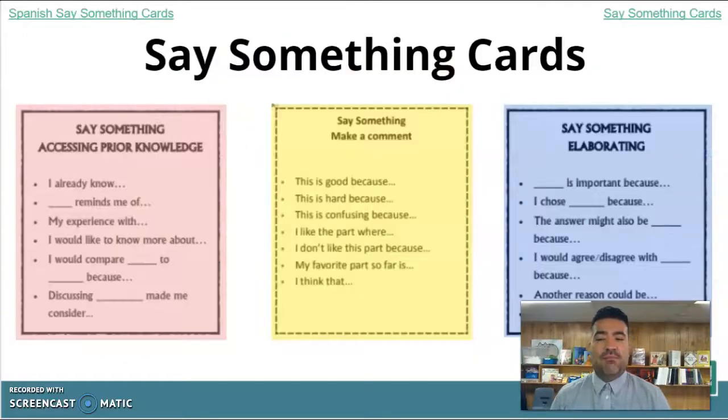We also have provided for you the Say Something cards. Maybe this is a good starter because you're trying to find ways to get the students to talk. So in this website, you can find the links to the Say Something cards in English and Say Something cards in Spanish. And these are the ones that you just cut up and put in a little ring.